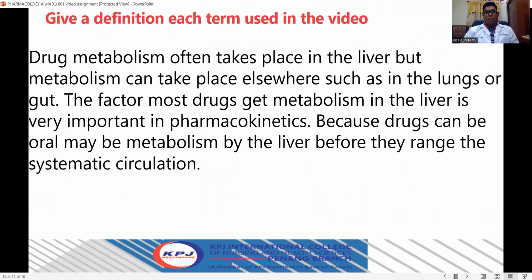The definition of the term used in the video is that drug metabolism often takes place in the liver, but metabolism can take place elsewhere, such as in the lungs or gut. The reason most drugs get metabolized in the liver is that it is very important in pharmacokinetics, because a drug taken orally may be metabolized by the liver before it reaches the systemic circulation.